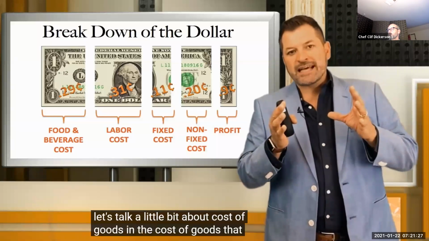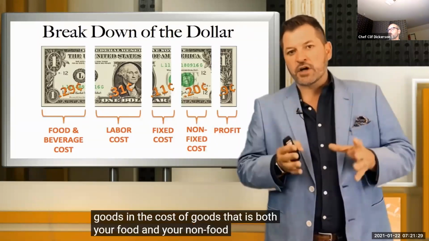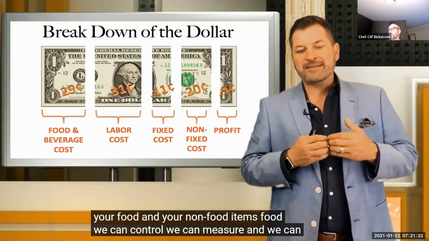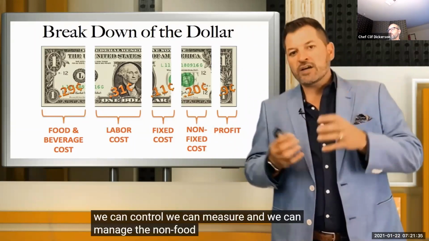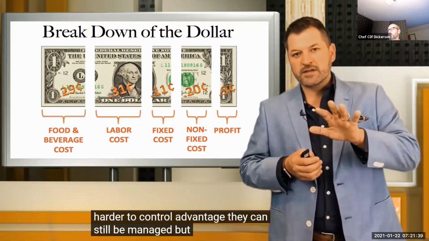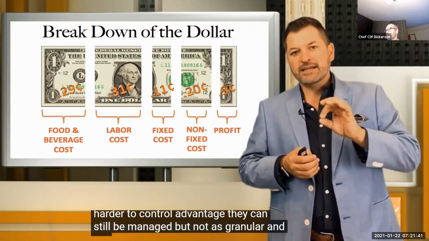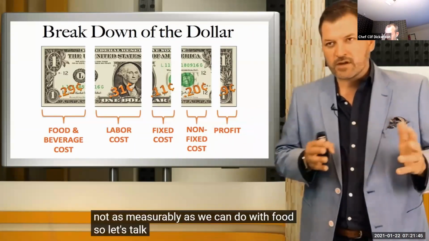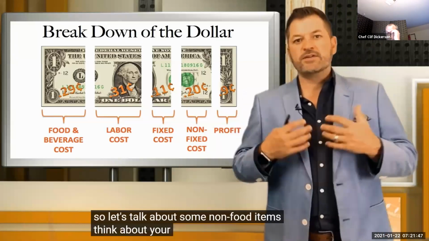In the cost of goods, that is both your food and your non-food items. Food we can control, we can measure, and we can manage. The non-food items are a little harder to control and manage. They can still be managed, but not as granular and not as measurably as we can do with food. So let's talk about some non-food items. Think about your to-go containers.